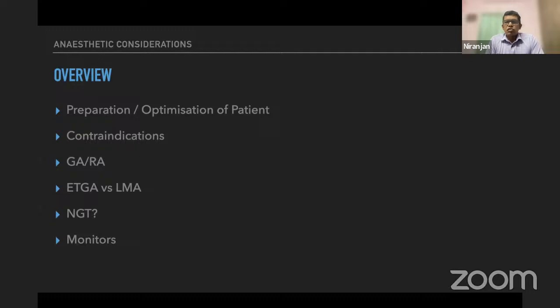Regional anesthesia is also used in laparoscopic surgeries. It is not a contraindication. There are many centers which use regional anesthesia. It has some advantages like early recovery of the patient, better post-op pain relief, no sore throat, and a reduced rate of post-operative nausea and vomiting after surgery.